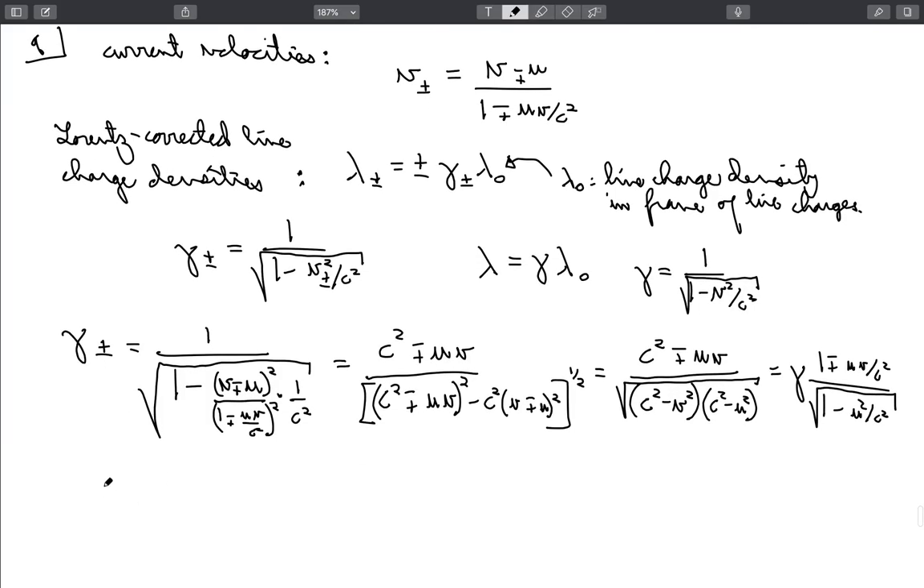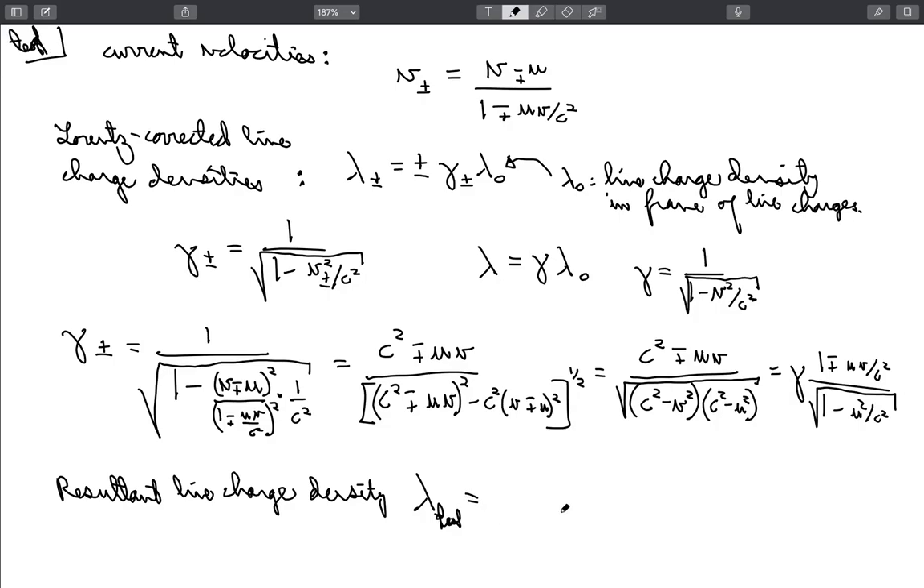Now the resultant line charge density in the frame of the moving charge, I'll call it lambda. Maybe I should call this the test charge. Maybe that's confusing. I'll just call it test. Yeah, so that's in the test frame.